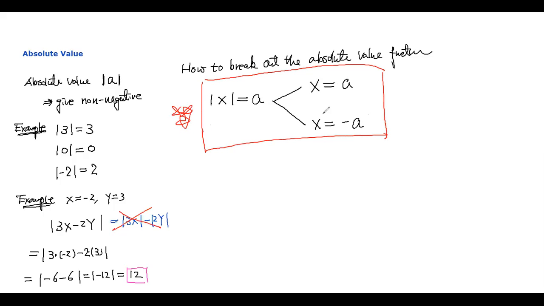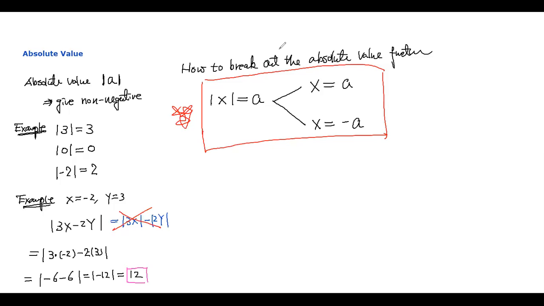Like I said, a lot of students get confused and always make mistakes trying to solve absolute value equations, because they don't know how to break out the absolute values. So you always have x equal to a and x equal to negative a. That's how you break it.